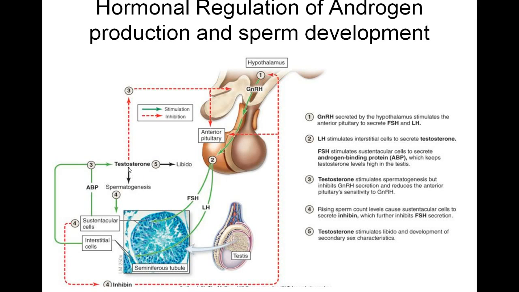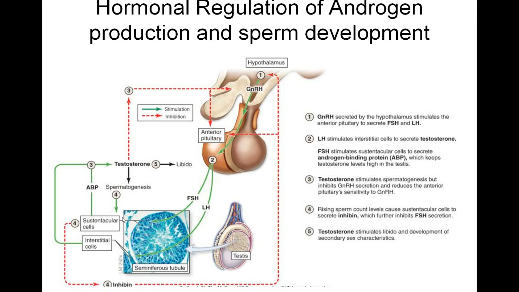Once the testosterone level gets so high, we're going to have negative feedback. Once the levels are so high in the blood, it's going to come back and inhibit the hypothalamus and the anterior pituitary so that they don't keep producing GnRH and FSH and LH. So we don't end up with too much testosterone.